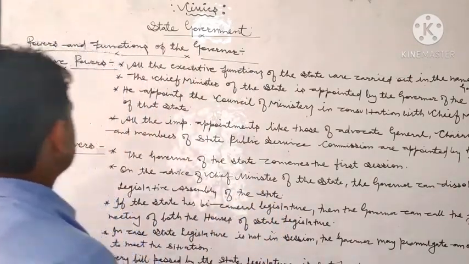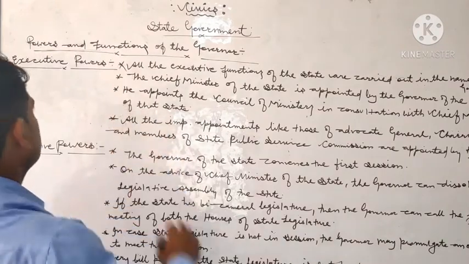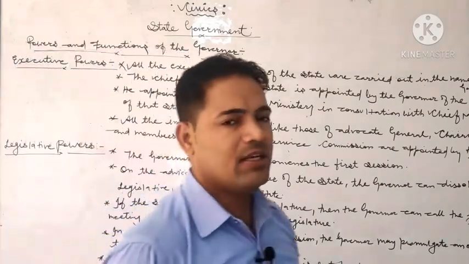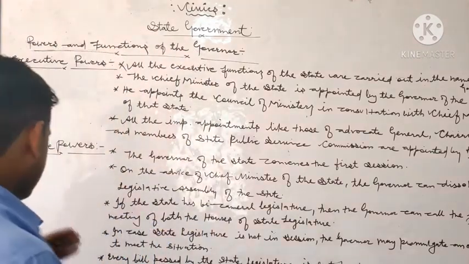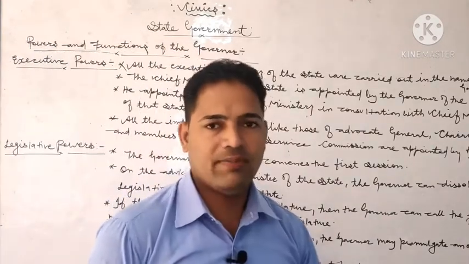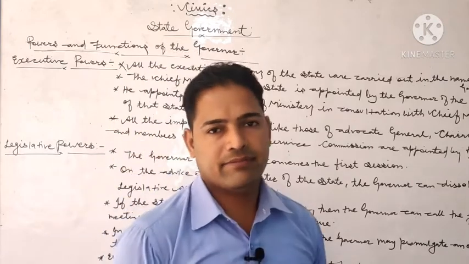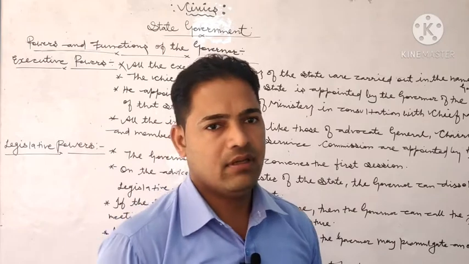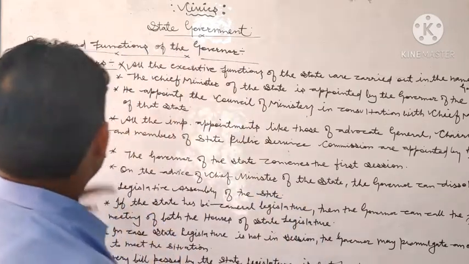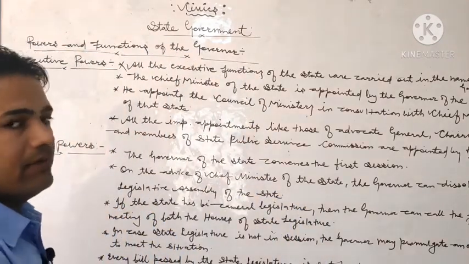So see my dear students, first of all we are going to discuss what the different kinds of powers are. Mainly we can say executive power, legislative power, financial power, and discretionary power. All these powers are the powers of a governor. First of all we are going to discuss the executive power.